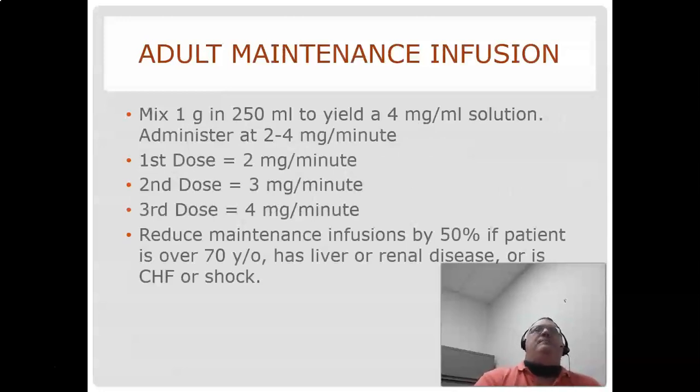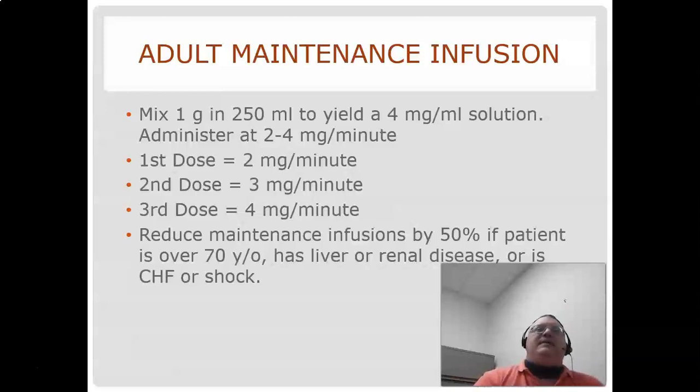If you're going to do a maintenance infusion, all right, this is the usually mix 1 gram and 250 mLs or 2 grams and 500, okay? But it gives you a concentration of 4 milligrams per milliliter, okay? So we administer it at 2 to 4 milligrams a minute. If you give only one dose of lidocaine, we usually start it at 2. If you give two doses, we usually give 3. If we get the third dose, we start at 4, okay?